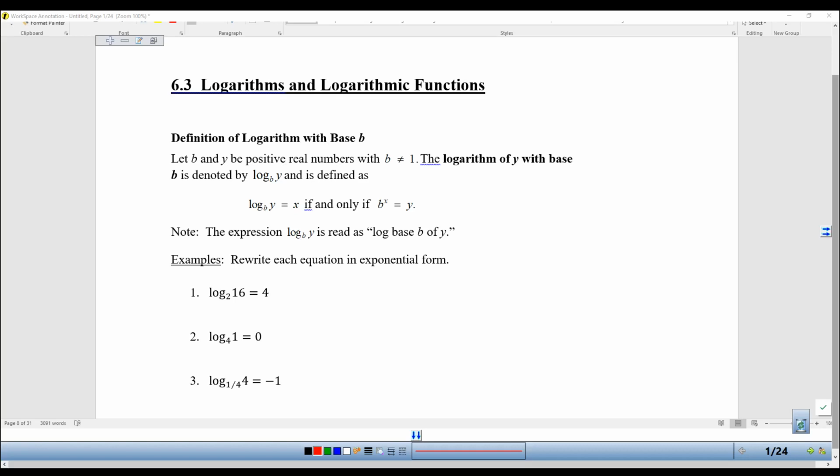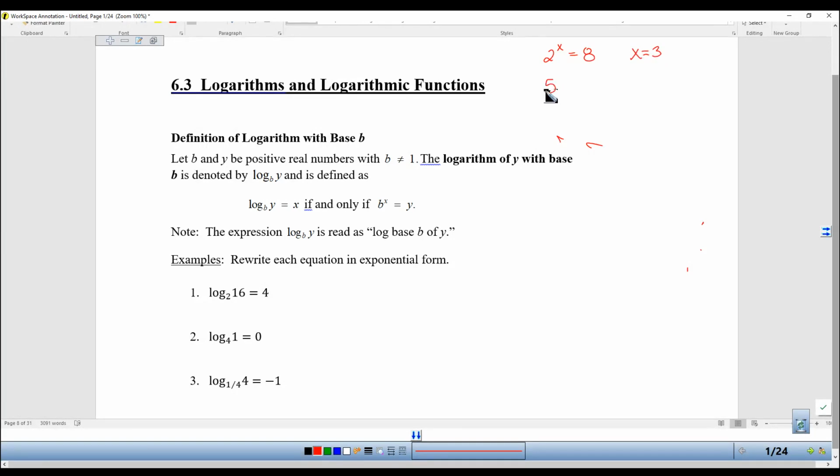Today we are doing section 6.3 on logarithms and logarithmic functions. So to explain where logarithms come from, think about this equation. If I asked you what 2 to the x is equal to 8, what is x? Hopefully you would say x is equal to 3.